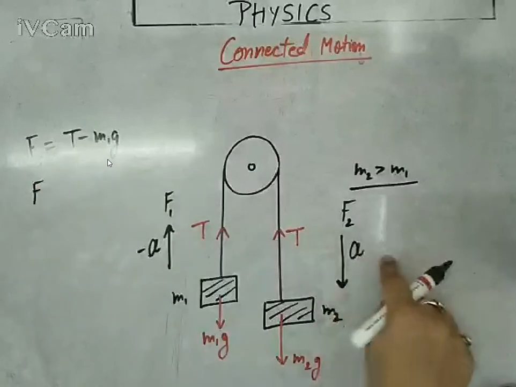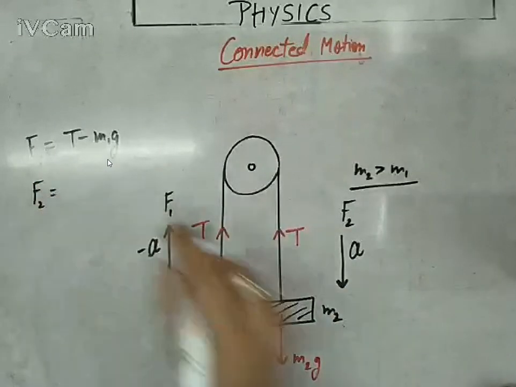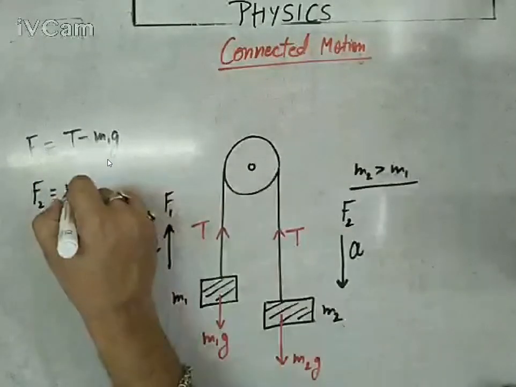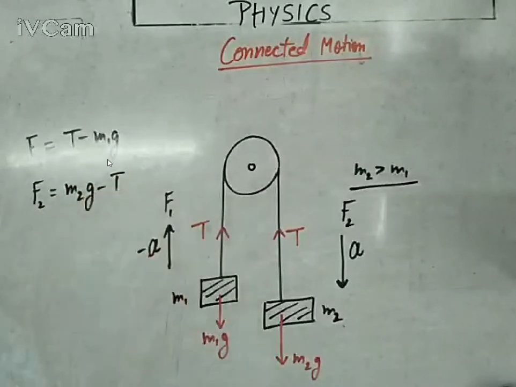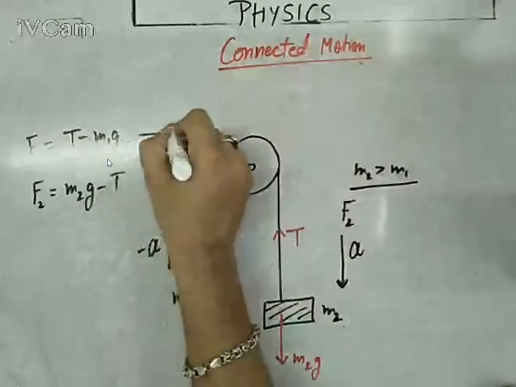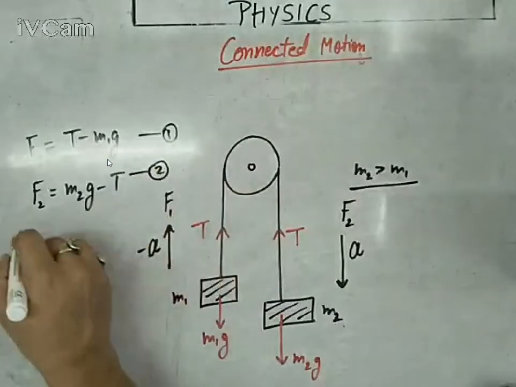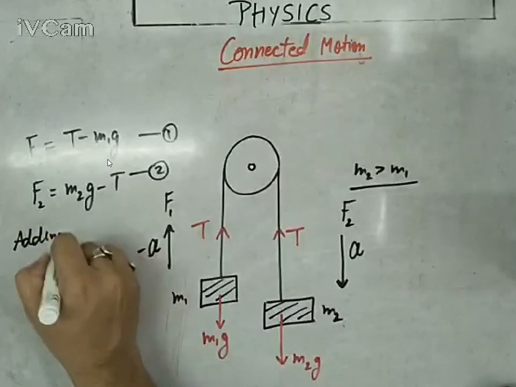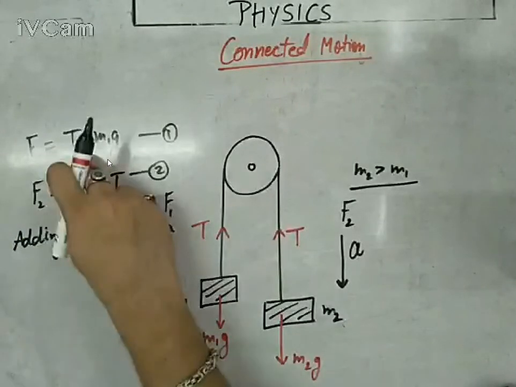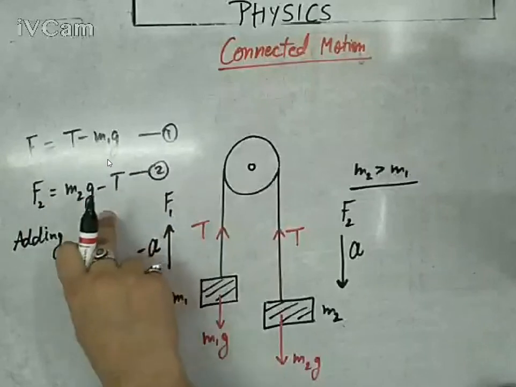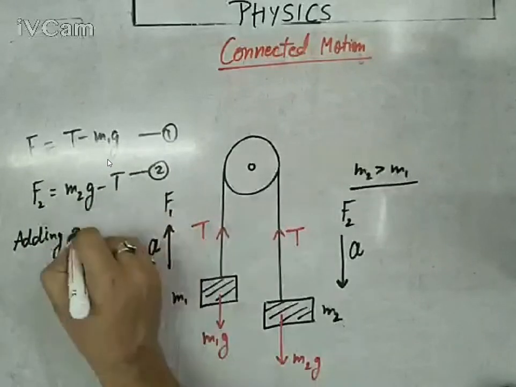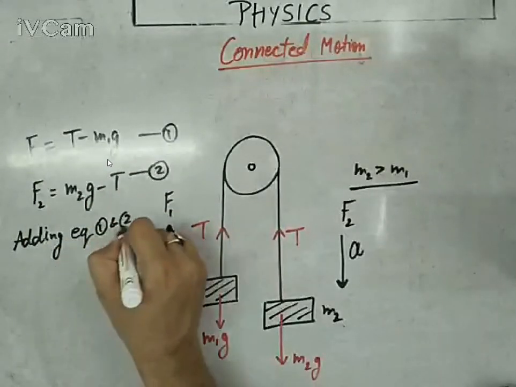Now for this situation, F2 would be m2g minus T. Now you can do one thing: add these two equations, the first and second, if we want to eliminate T, because we don't have the value of T. So add the first and second equations, or you can calculate the value of T from the first equation and put that value in the second equation. It's your choice completely, equation first and second.